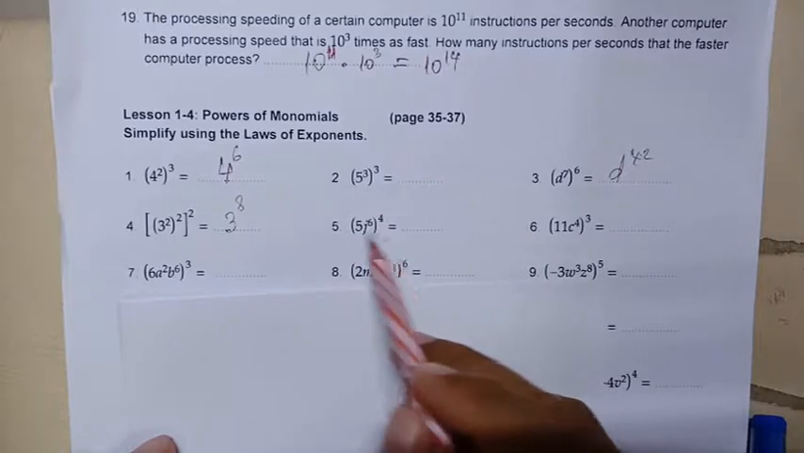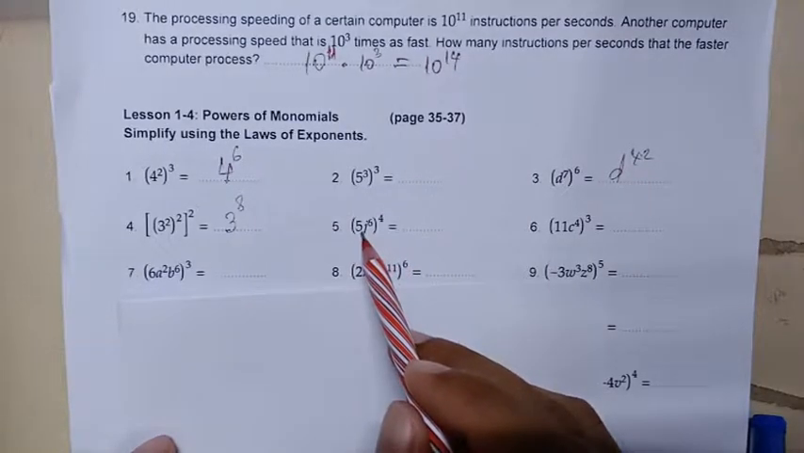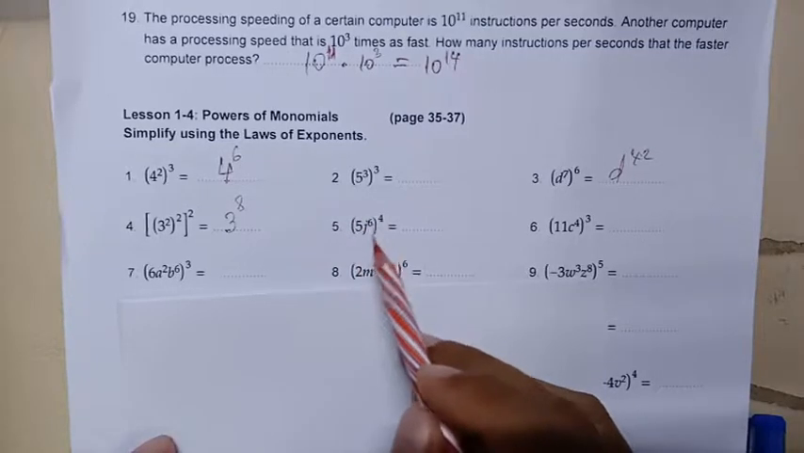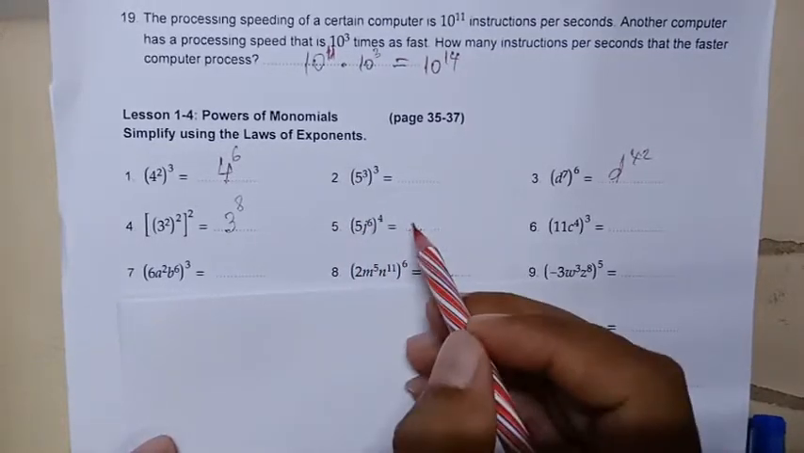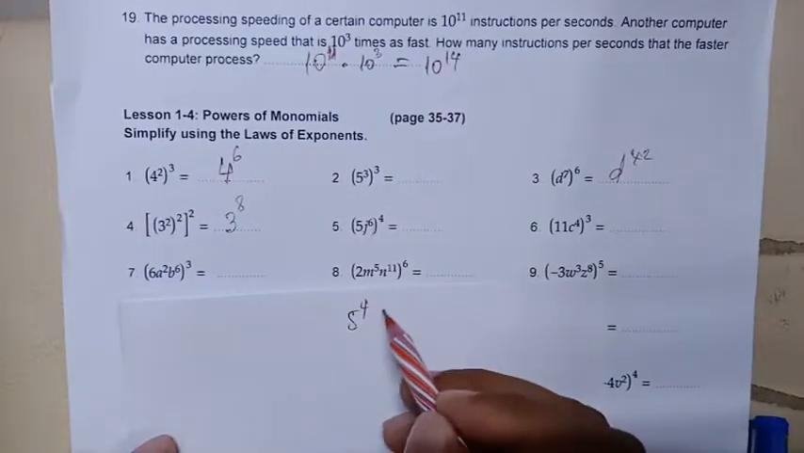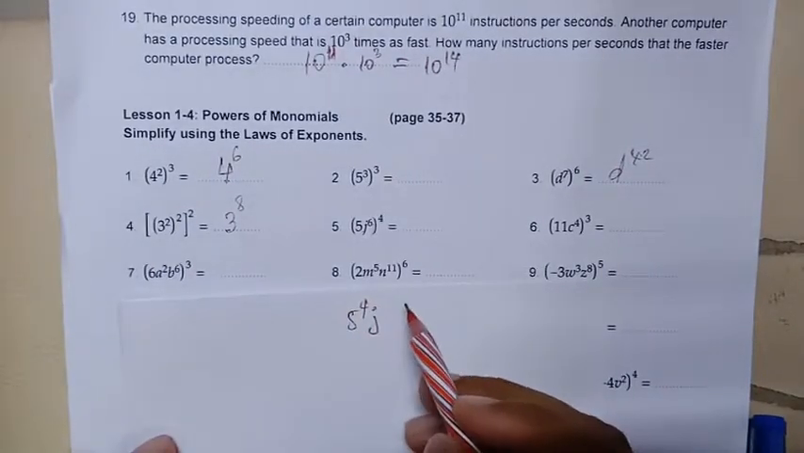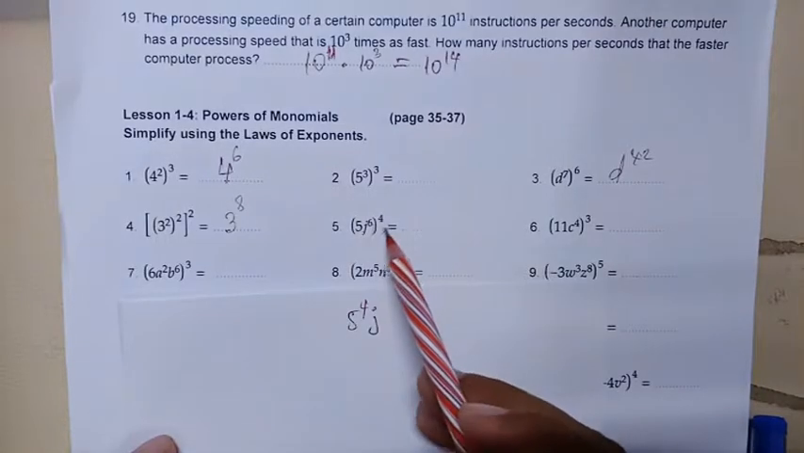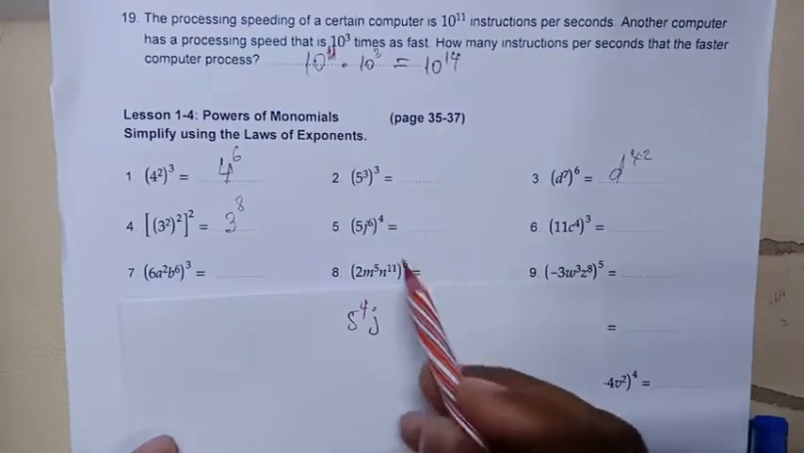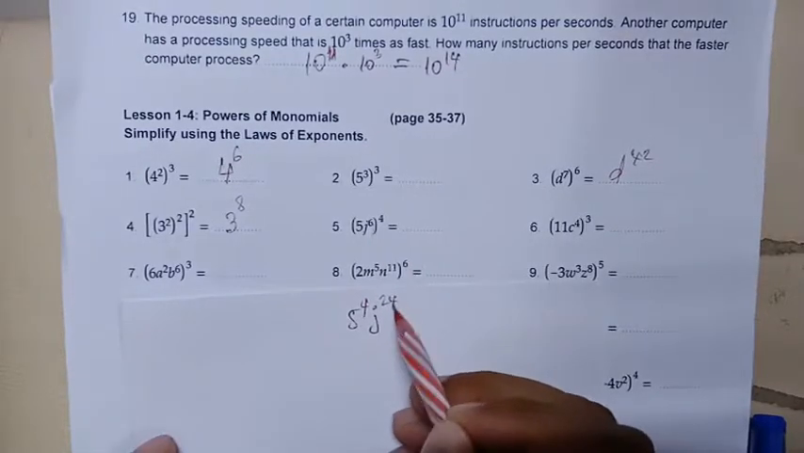And this one, you have 5j to the 6 and all together, raised to 4. So which means you have 5 raised to 4 and you have j, you have two exponents, 6 and 4. So you multiply these exponents together. So 6 times 4 is 24.